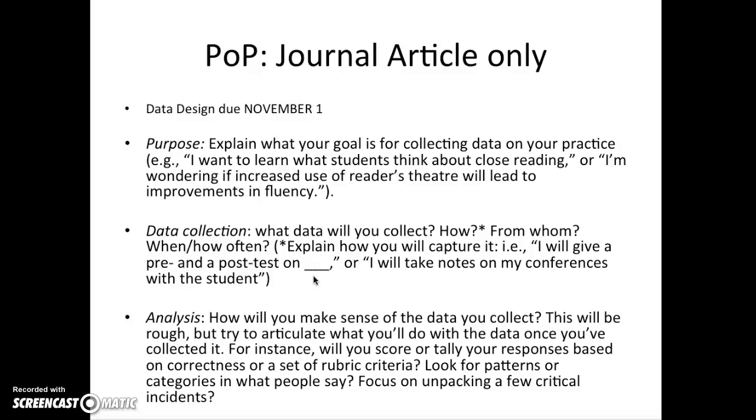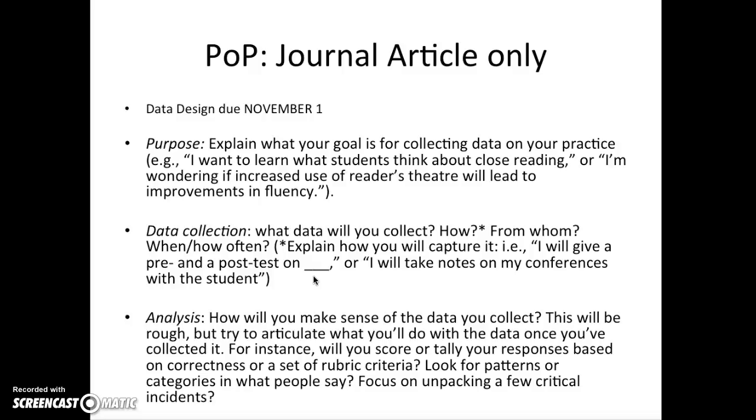If you're doing the journal article, that means you're collecting data in your classroom and not just simply reviewing research. You have an assignment due November 1st. It's part of your literature review assignment, and in this case it's less to do with getting it right. It's to do with me giving you feedback so you can go collect data as soon as humanly possible.